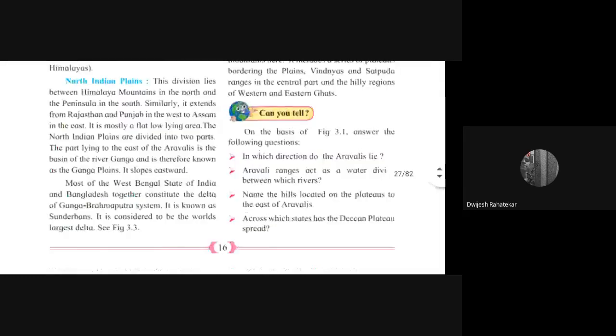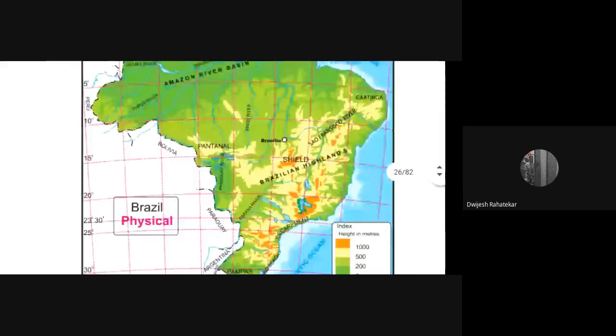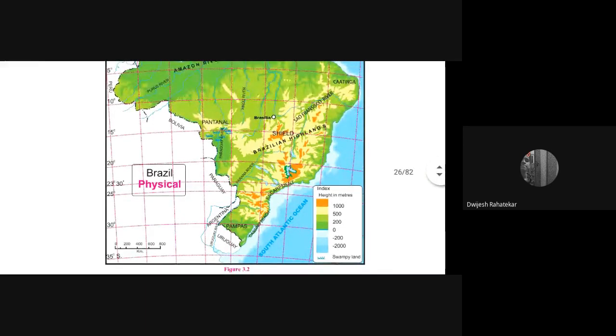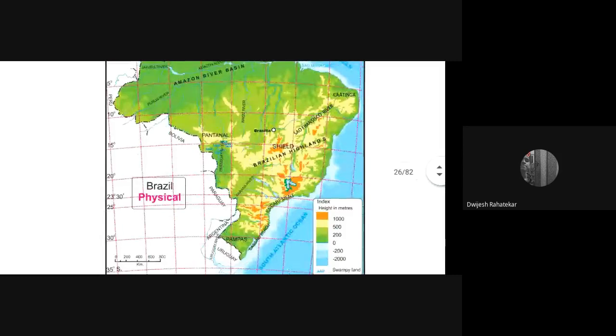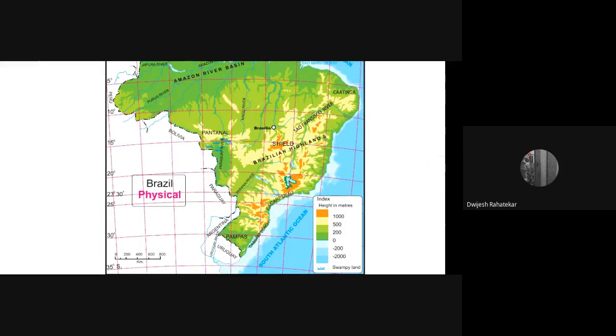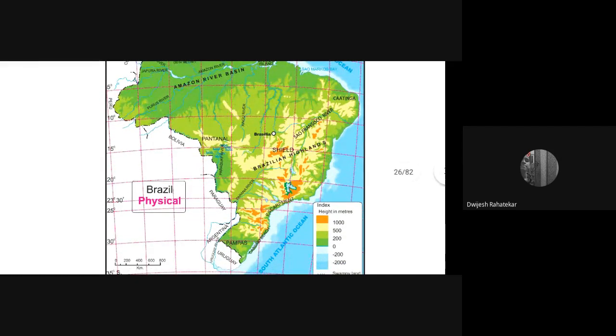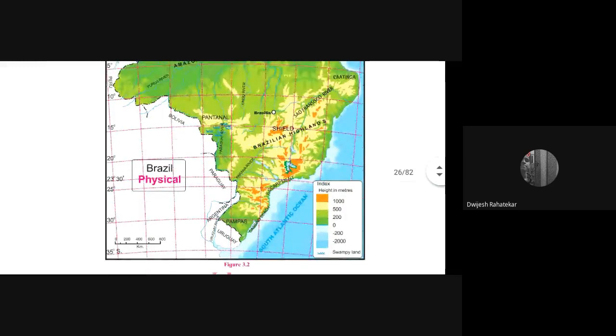So where is Brazil? See the map of Brazil here. Most of the part of Brazil is occupied by highlands. See the height in meters. It is not as high as the Indian Himalayan mountains, but still it has a height of up to 1000 meters or more than 1000 meters.